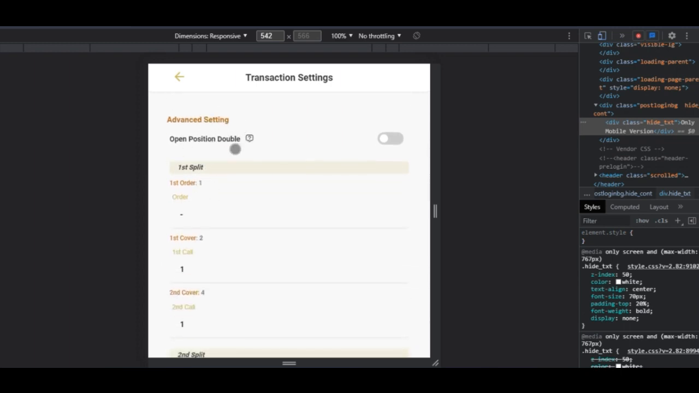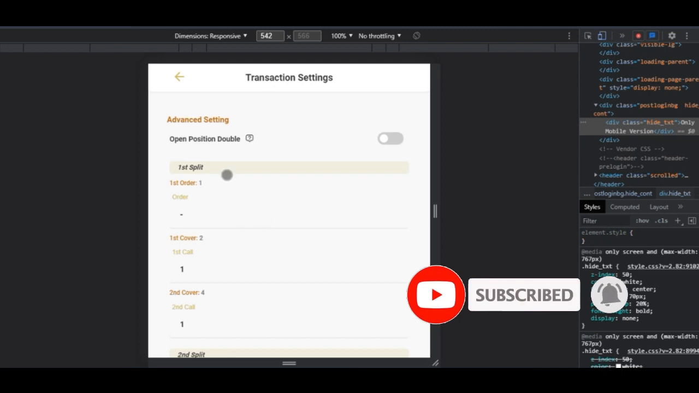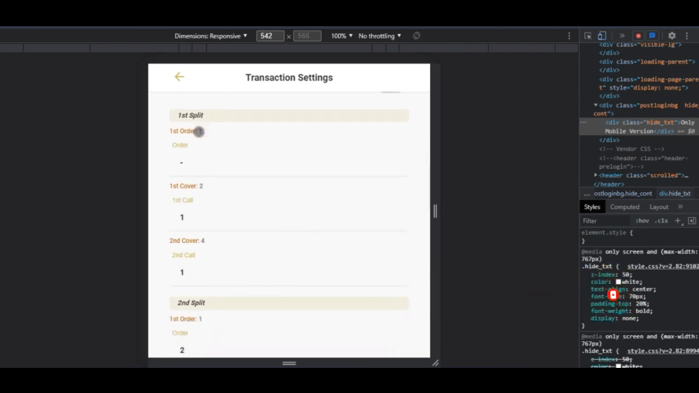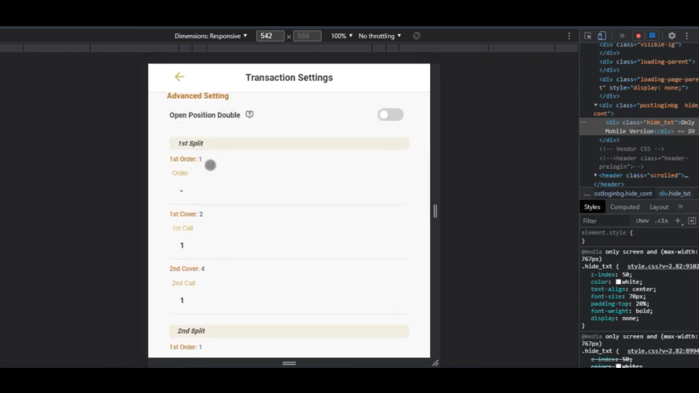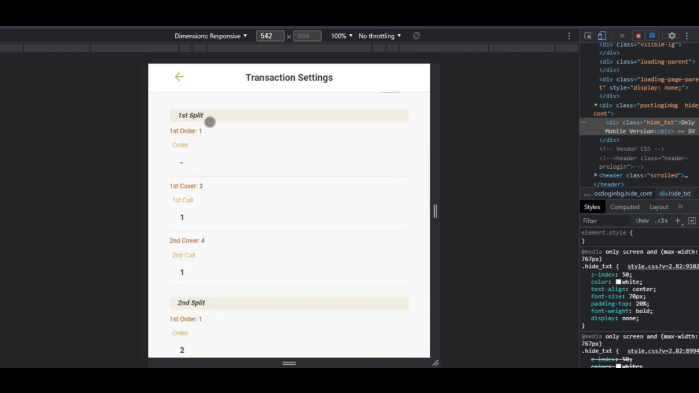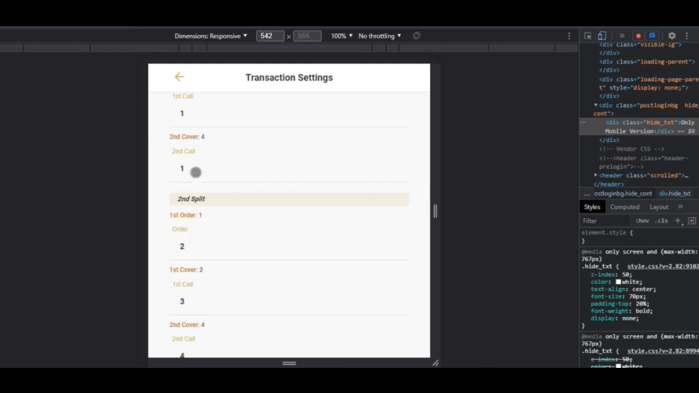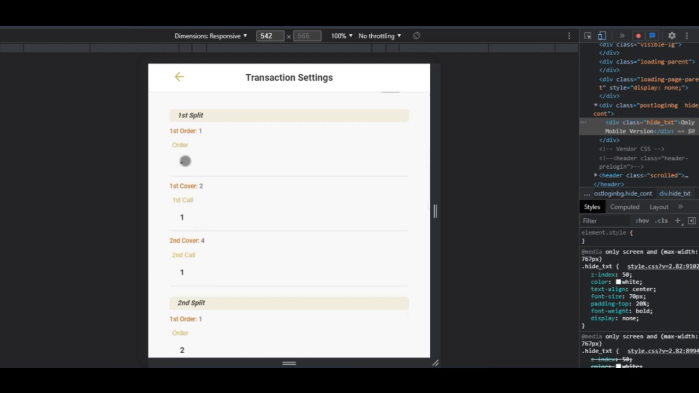Then here we come to the advanced setting. This is where you check the double position on and not on. So this is exactly what I explained here. Here with the double position, you have this. Here without the double position, you have this. So if I come back here, I'm going to leave this off. And then on the first split, you can't do anything on the first order here because your first purchase price is always this. So for the first split, the first purchase price is this. And the second split here, the first purchase price is that. So here already we can't do anything, that is why we cannot type anything here.